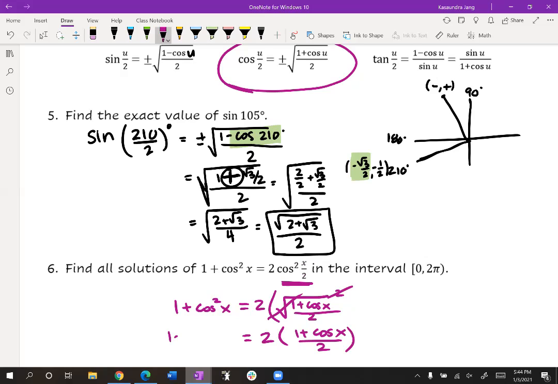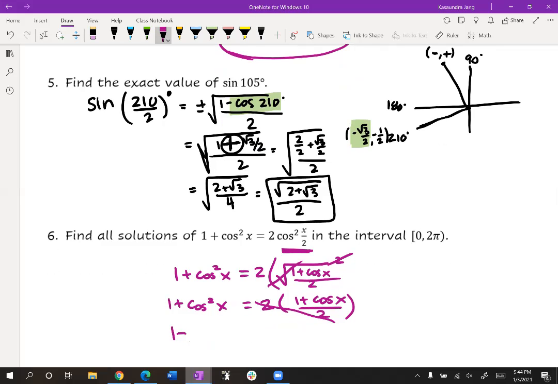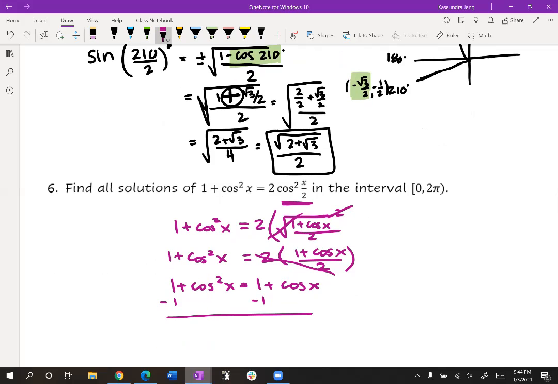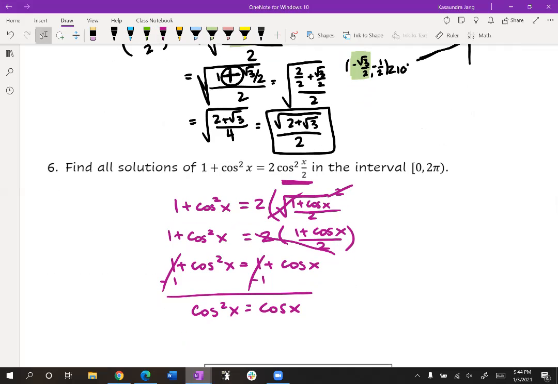This actually is looking nice and pretty as far as things canceling out. I already had my square root and my squared exponent. I'm multiplying and dividing by 2. Those are going to divide out. Oh, I can now subtract 1 on each side. All right. Cosine squared of x equals cosine of x. Now, I do not want to divide by cosine on both sides. What I want to do is subtract my cosine. I want this all equal to 0.